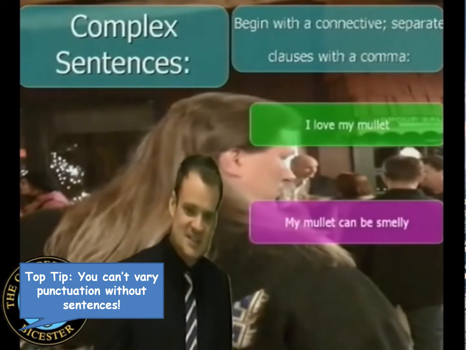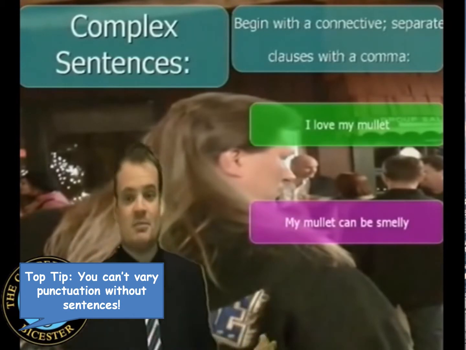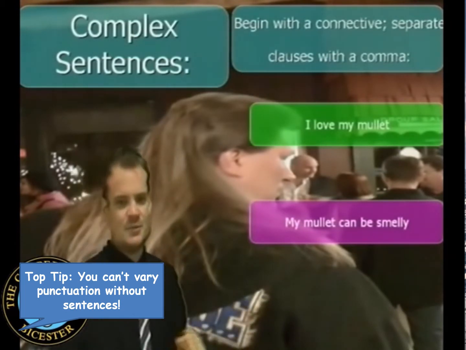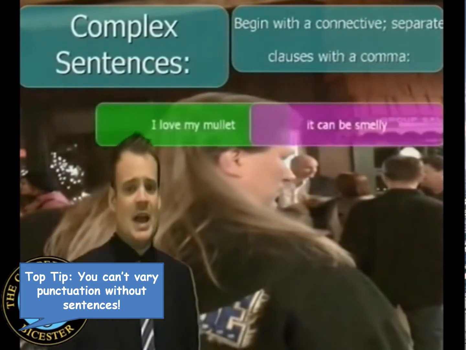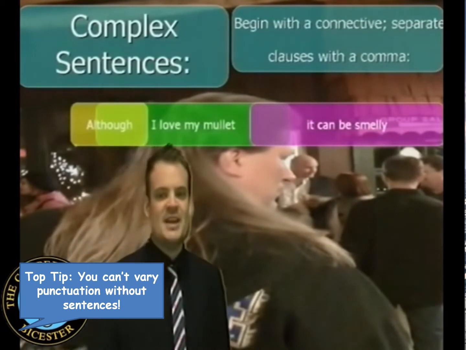2 self-contained simple sentences about my mullet, and obviously we could join them together with a connective, so I love my mullet and it can be smelly. That would be fine, but we're not going to do that. We're going to go with our connective first, and this is what it's going to look like. Join them together, and then connective at the beginning. Although I love my mullet, it can be smelly.